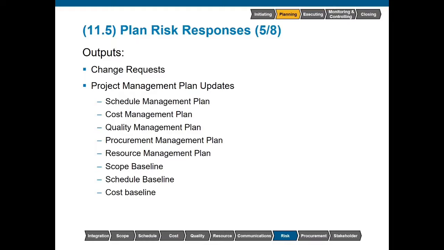If we find ourselves using a more proactive risk response strategy, such as avoiding or exploiting, where we're changing some aspect of the plan to either eliminate a threat or ensure that an opportunity will occur, then we would modify the project management plan somehow. This would be done through formal integrated change control using a change request.